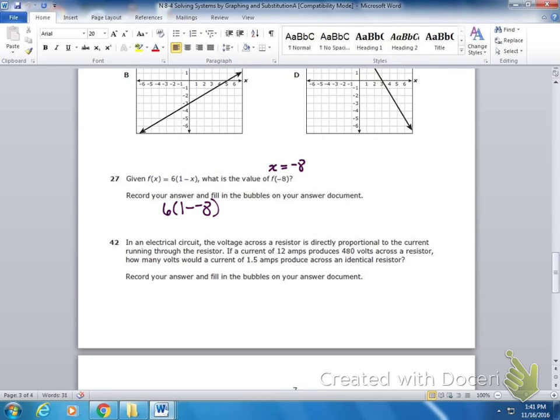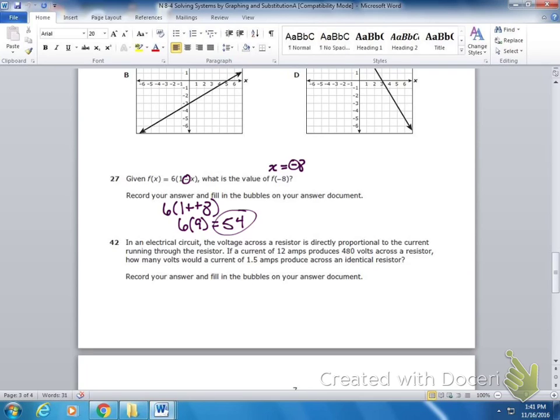A lot of people just assume, oh, there's a negative subtraction there, so I don't have to worry about that negative on 8. Yes, you do. That's 1 minus negative 8, which is 9. So that's 6 times 9, which is 54. Guys, we should not miss a question like that where it's plug in x. Make sure that you do it right next time.